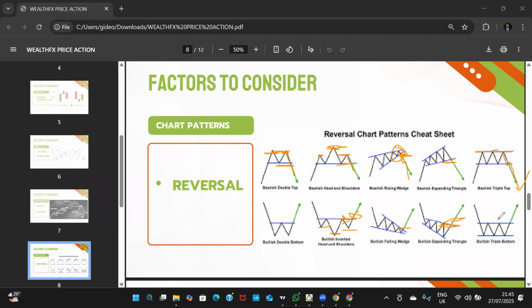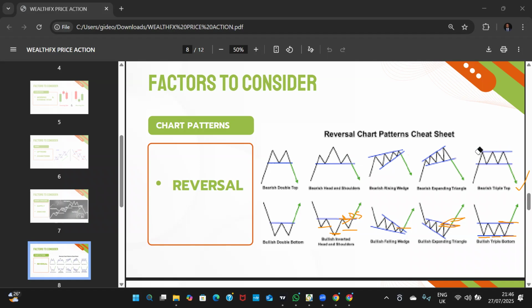And yes, last but not the least, for reversal patterns, we have the bullish triple bottom. Just like the bullish triple top, you have bottom one, bottom two, and then bottom three. And the moment we notice a break of structure, we're looking to buy the commodity into the high prices. So yeah, moving on, I think this is for reversal patterns.